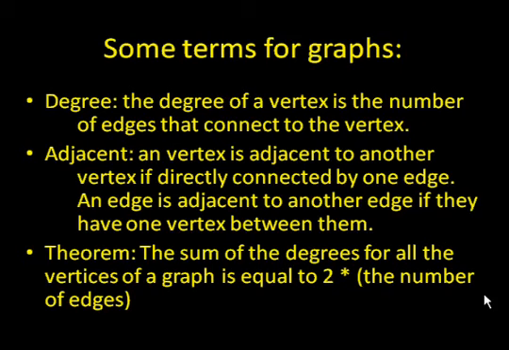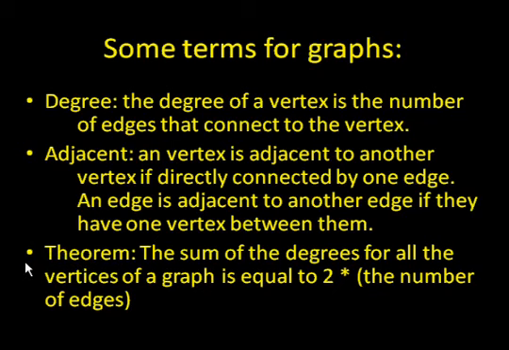Now I'm going to give you some different terms used in graph theory. The degree of a vertex is the number of edges that connect to that vertex. Adjacent means that a vertex would be adjacent to another vertex if they are connected directly by one edge. An edge would be adjacent to another edge if they are connected by one vertex in between them.